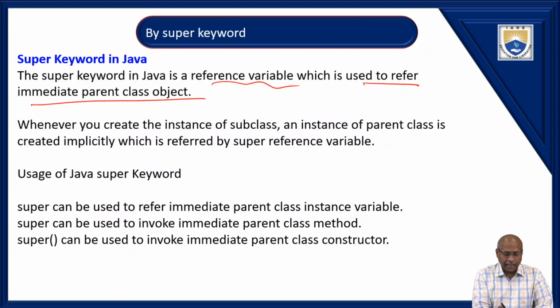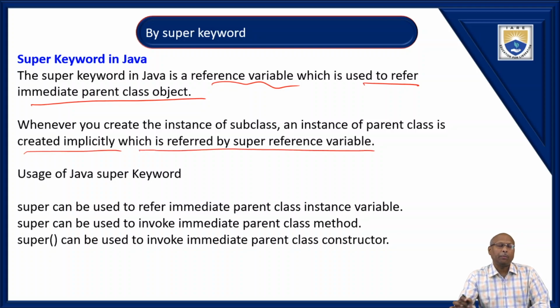Similarly, whenever you create an instance of a subclass, an instance of the parent class is created implicitly, which is referred to by the super reference variable. So super is actually a built-in keyword. This built-in keyword will allow you to refer to the parent's data.